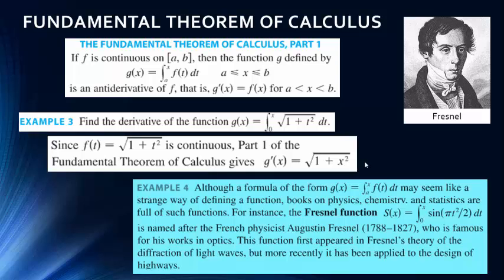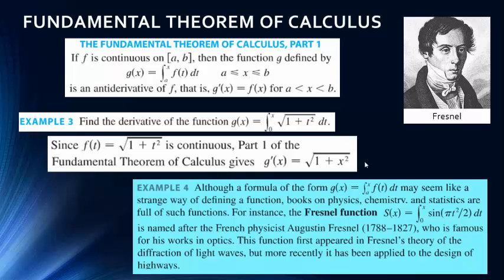Although the formula of the form g(x) equals the integral from a to x of f(t) may seem like a strange way of defining a function, because typically we've started out with the functions and then taken the integrals of their derivatives, books on physics, chemistry, and statistics are full of such functions. For example, one function, the Fresnel function, which is the integral from 0 to x of sine of pi t squared over 2, is named after a French physicist, Fresnel, who did a lot of work in optics.